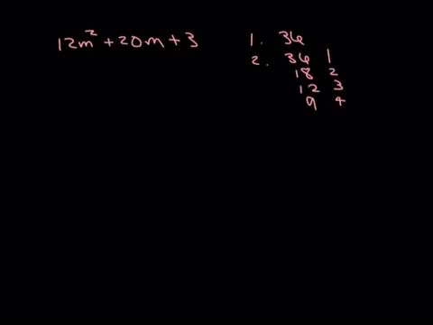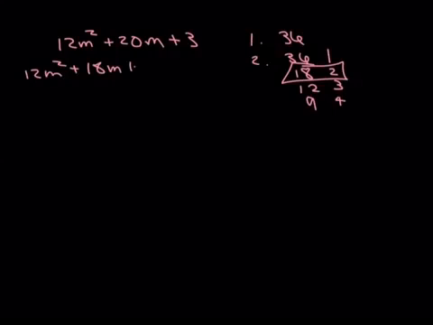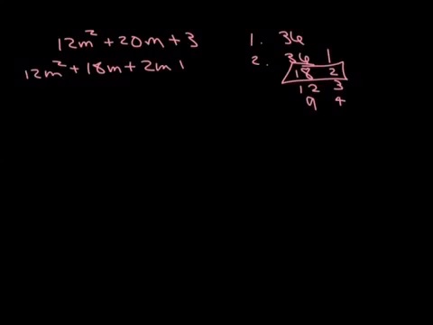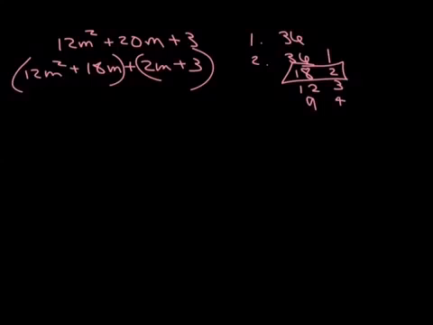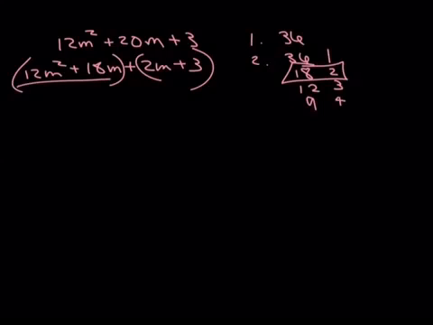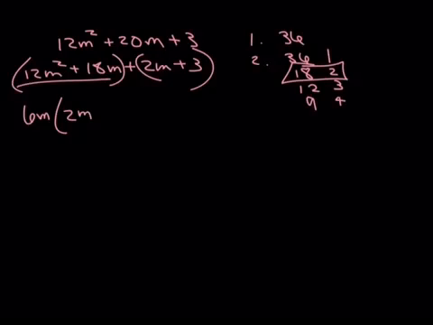Alright, so any of these add up to give me 20? Yes, the one there does. So 12m squared plus 18m plus 2m plus 3. Group. Can I factor anything out of there? I can factor a 6 and an m out, leaving me with a 2m plus 3.